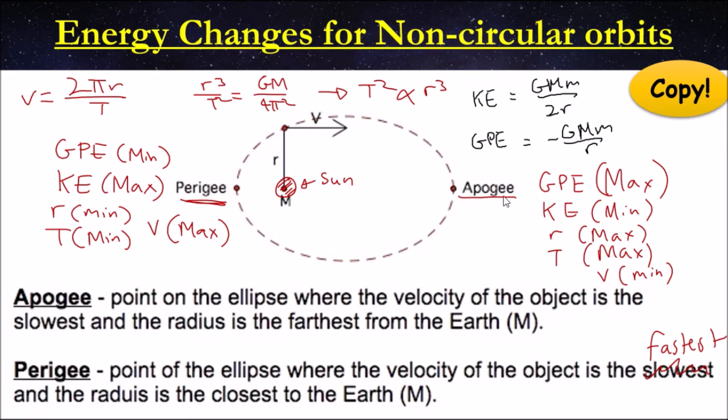Whilst if we look at the apogee, I think I said that right, the point on the ellipse where the velocity of the object is slowest, as you can see. If the radial distance is at its maximum, according to our formula here, the time period is also at its largest point as well. As a consequence, if it takes longer to rotate, our velocity will be smaller here compared to here.